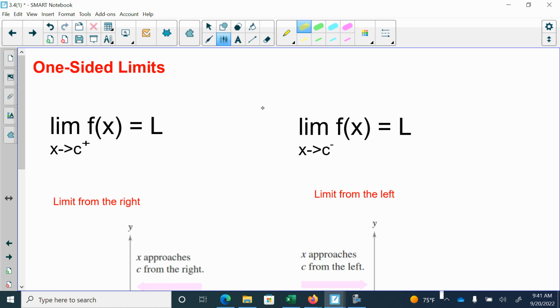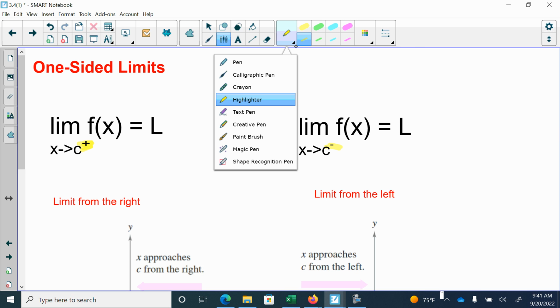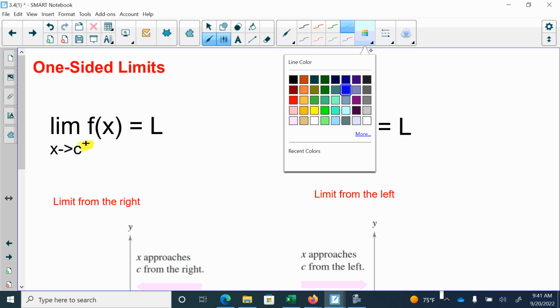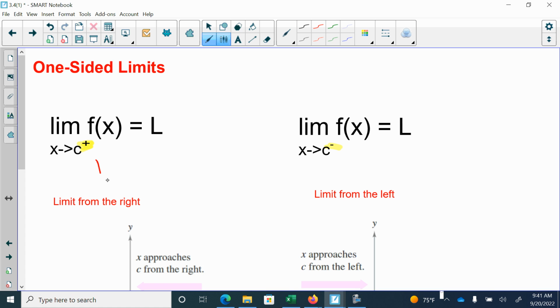And it's kind of confusing. We're going to have directions. So I'm going to have this little plus sign, and I'm going to have this little minus sign. The plus sign means that I want to know what happens to that function as I approach from the right. And this one is going to be as I approach from the left.